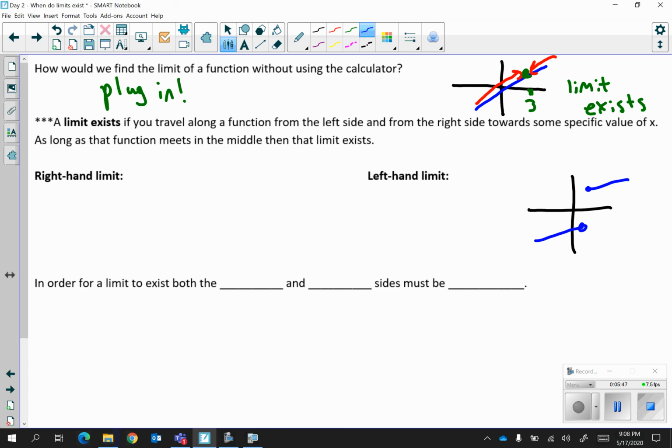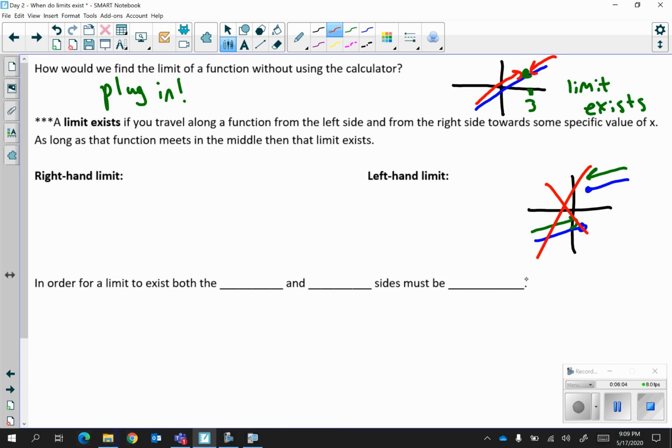So, for example, if you were to have a different scenario, like a piecewise function, from the left, we come down here. From the right, we're way up here. Because we don't come to a common point, the limit does not exist.